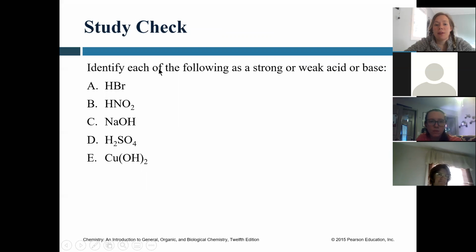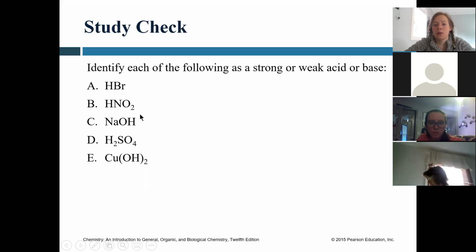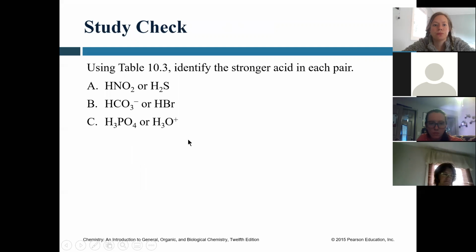So as far as identifying these as a strong or weak acid or base, this first one is under those 6, so we would call that a strong acid. This is not under the 6, so that would be a weak acid. This is from column 1 with hydroxide, strong base. This is one of the 6 strong acids. And then this is a weak base. Why? Because it's OH, but it's combined with something outside of column 1 and column 2. You want to be able to identify strong and weak.